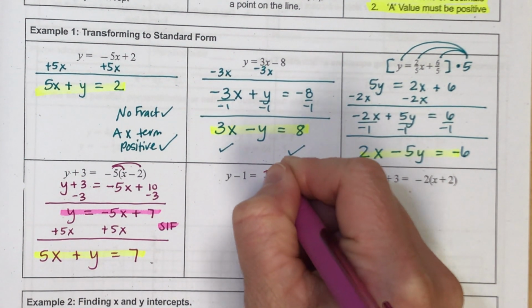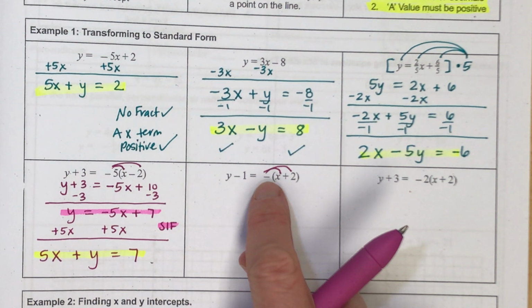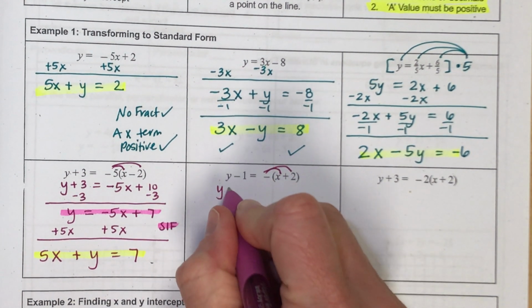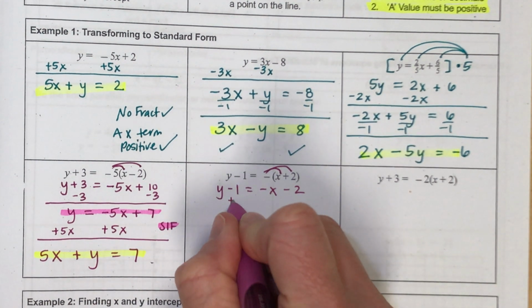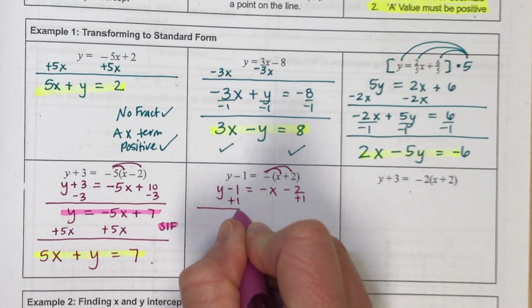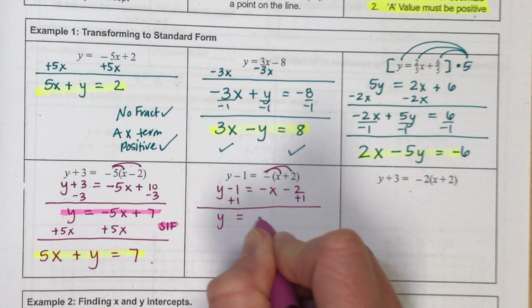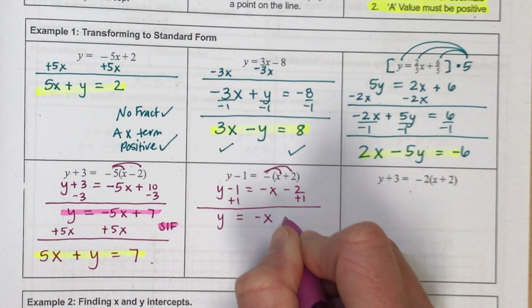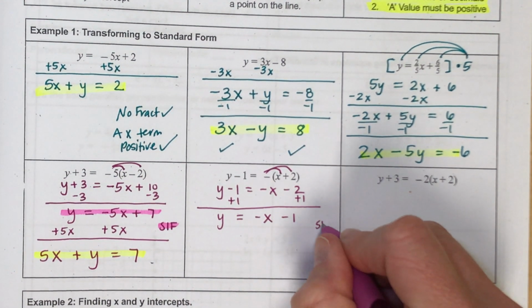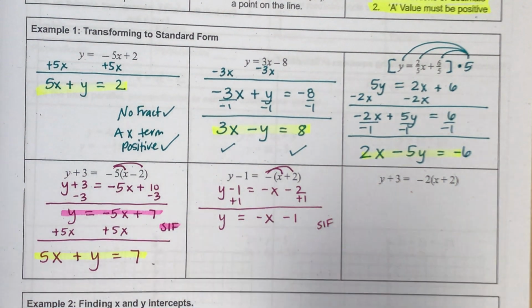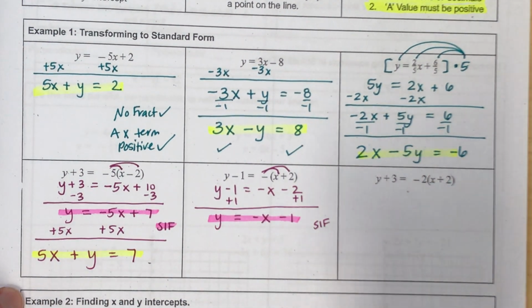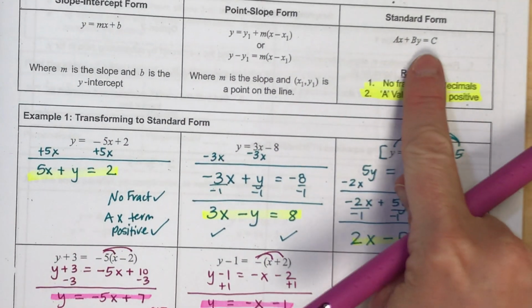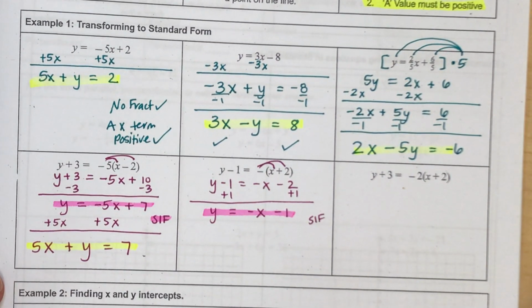So I'm going to distribute my slope, which is a minus 1 first. So negative x and minus 2. I'm going to add my 1 to this side, and this will get me my slope-intercept form of the line. So again, slope-intercept form, y equals mx plus b, that's this form. But I'm not asked to put it in slope-intercept form, I was asked to put it in standard form. So I'm going to do that transition next.